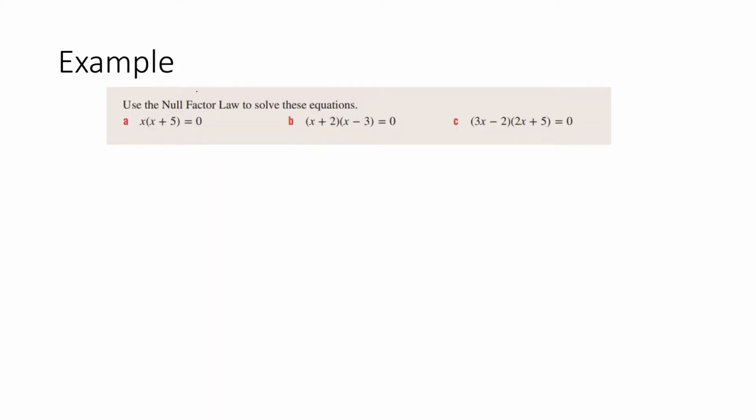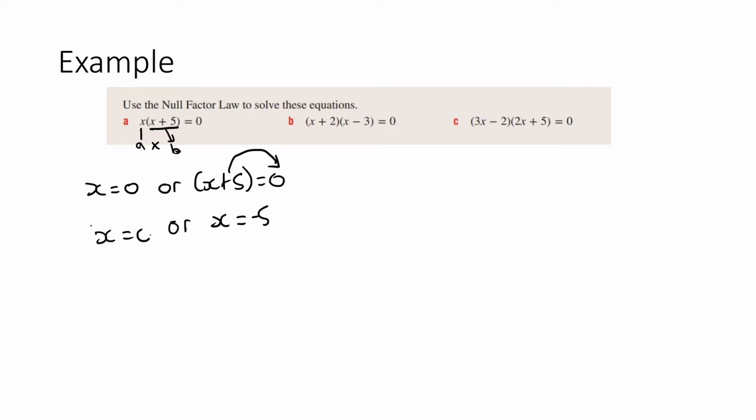Alright, we'll go through a couple examples. So this would be your a times this whole thing would be your b. One of them will be 0. So x can be equal to 0 or x plus 5 is equal to 0. And then we just move the plus 5 over to the other side. So then it becomes x equals -5. So your answer for part A is x equals 0 or x equals -5. Okay.